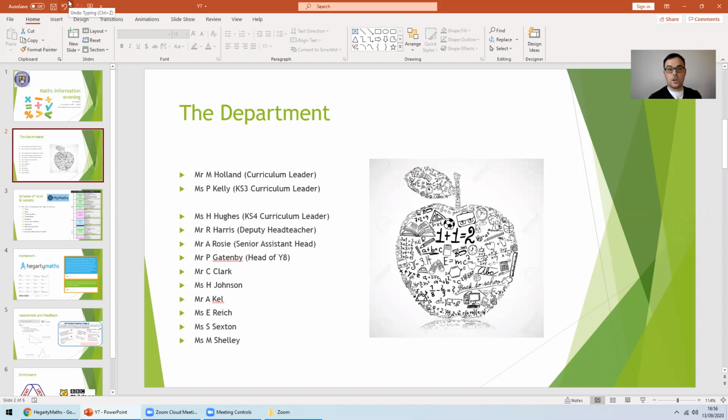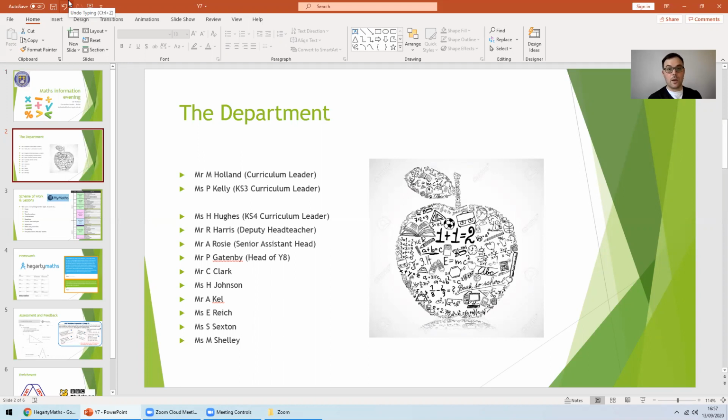Just a quick note about the department then and who's who. So like I said, I'm Mr. Holland, I'm the curriculum leader for the department. Miss Kelly is our Key Stage 3 curriculum lead. She's an expert really on Key Stage 3 lessons and curriculum. She has done a lot of work with Key Stage 2 to Key Stage 3 transitions, so she knows what it's like for students who are coming up from primary school and the kind of maths they already know and what they need to know when they come into secondary school.